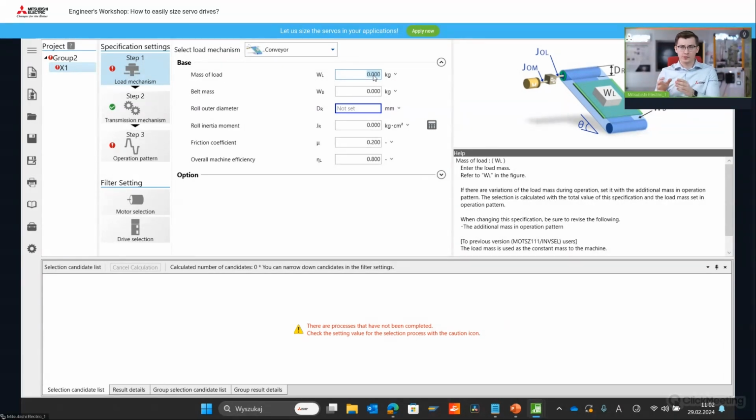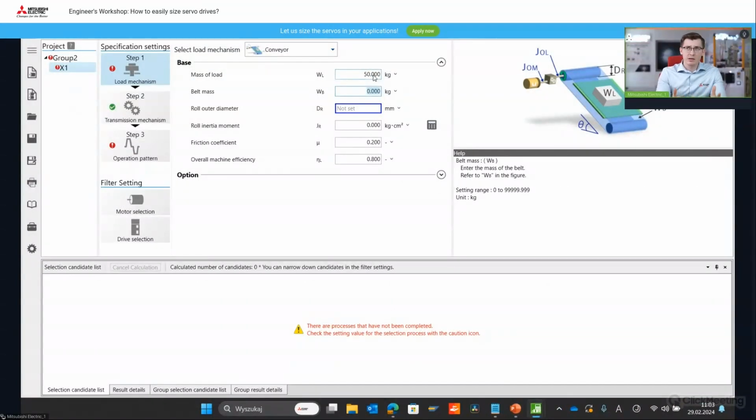So we have two horizontal axes, we'll divide it by 2 because of that. So we have 50 kilograms. Then the belt mass. Sometimes it is good to add this mass, especially with a chain system. But in case of a belt, if the belt is not very long, this mass will not make a lot of difference. But let's say I know that this application will have 2 meters, so the horizontal axis is 2 meters. Because of that, I assume the belt is about 3 kilograms mass.